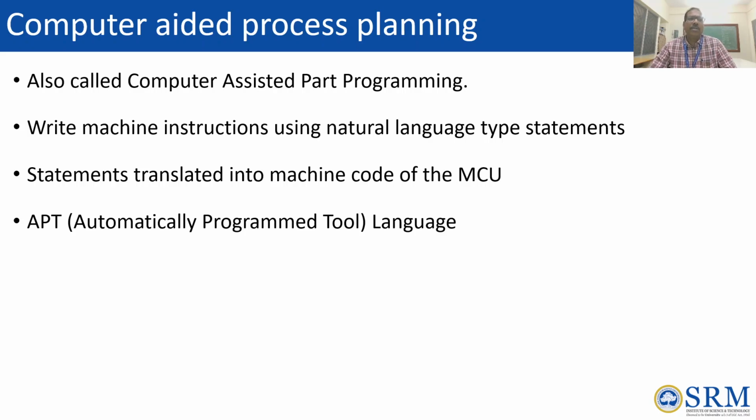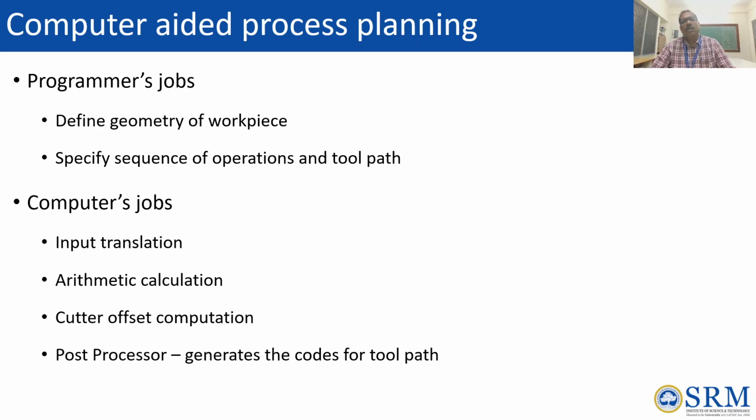And they also use the APT language. APT means automatically programmed tool language. With that information, they prepare some kind of process plan. So what is the role of each one there? What is the programmer's job? The individual defines the geometry of the workpiece, what they want to do, what sequence of operations it should do, and what kind of tool path it should travel. But the computer performs the translation.